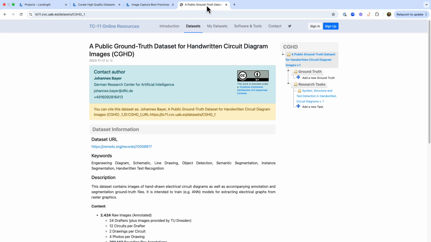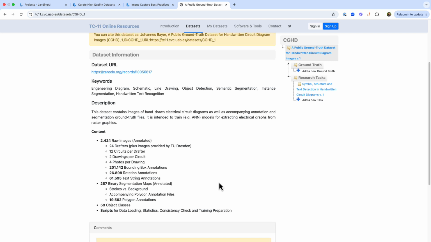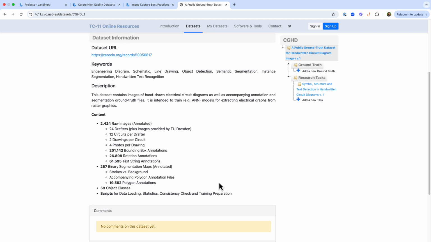The images you see me flipping through come from this resource. This is a wonderful dataset, so even though I'm going to make comments about the quality of some of the images, it really does depend on the task that you have in mind. This is a dataset of hand-drawn electrical circuit diagrams. And what's really special about it is we have 24 different individuals involved. Everyone has very different handwriting. And then each drafter draws 12 different circuits. But they draw the same circuit twice, maybe using a different pen or on a different piece of paper. And then after they've drawn them, they take 4 different photos of the exact same drawing.